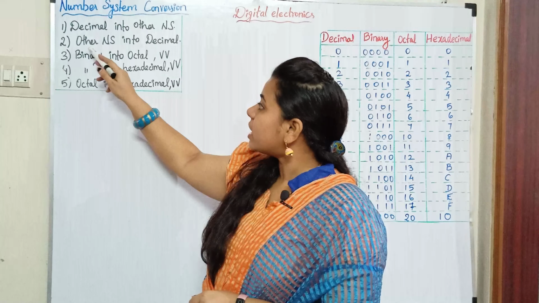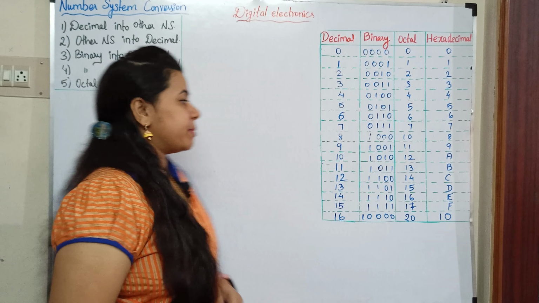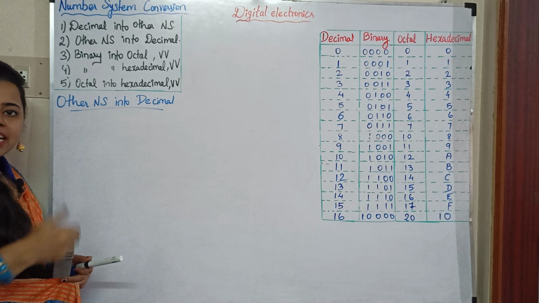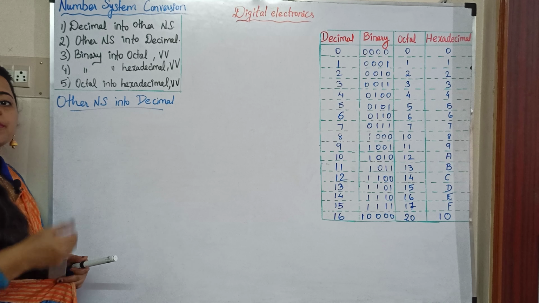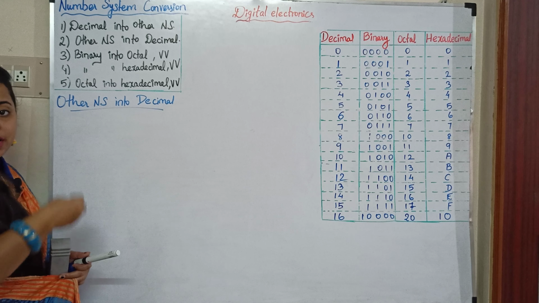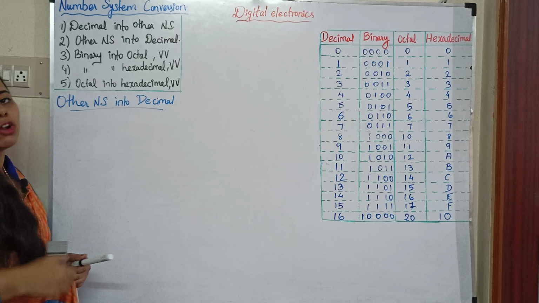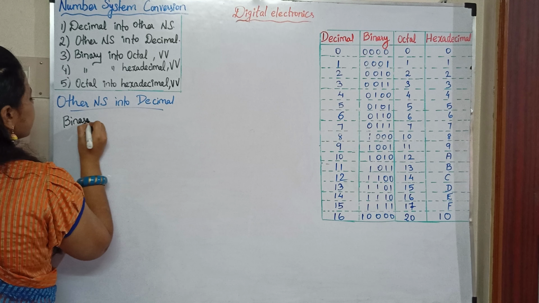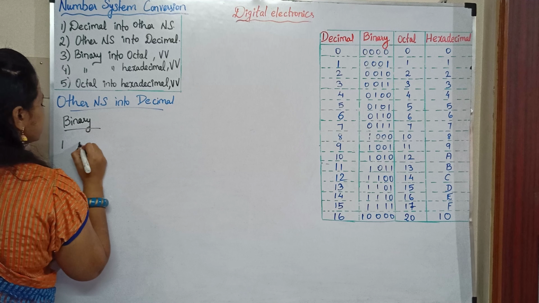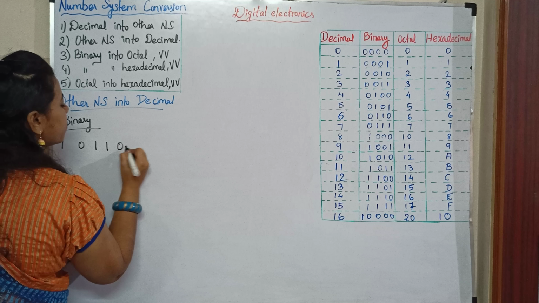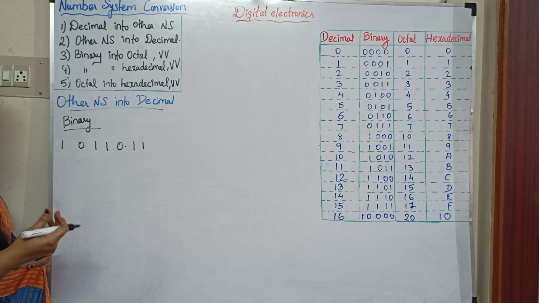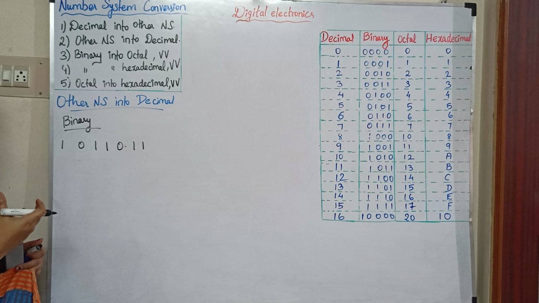Now we will see other number systems into decimal. To convert any other number system into decimal, you have to multiply each digit by its positional weight and add all of them. For example, consider the binary number 10110.11. You know about the positional weight. We already discussed the positional number system.